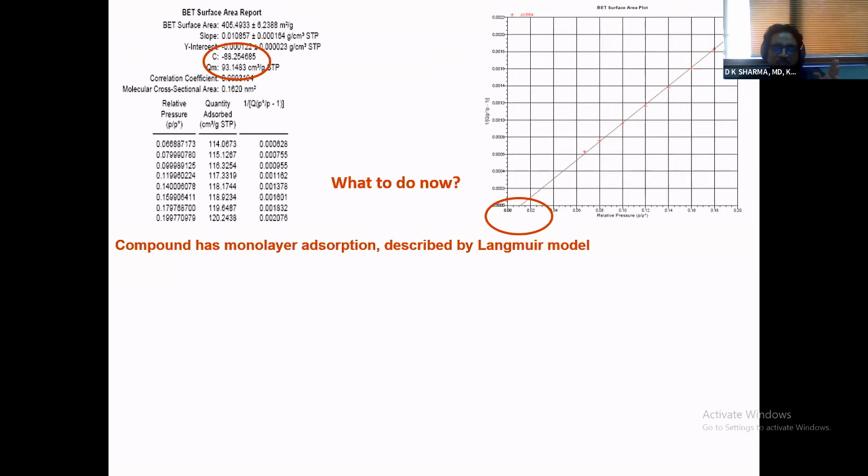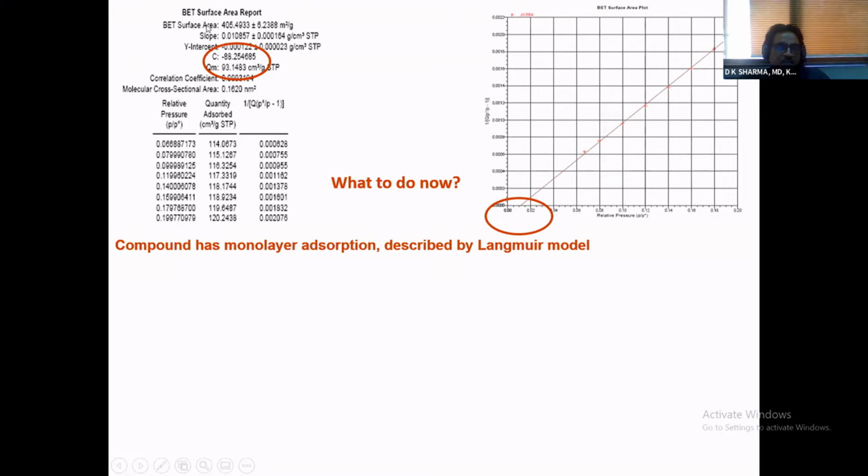If you have started the BET range after the monolayer is completed, then it's not a good BET calculation. Let me give you an example here. This is a good example of how BET should not be calculated.